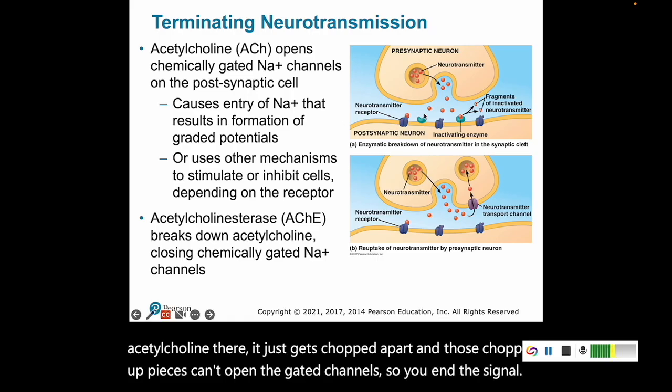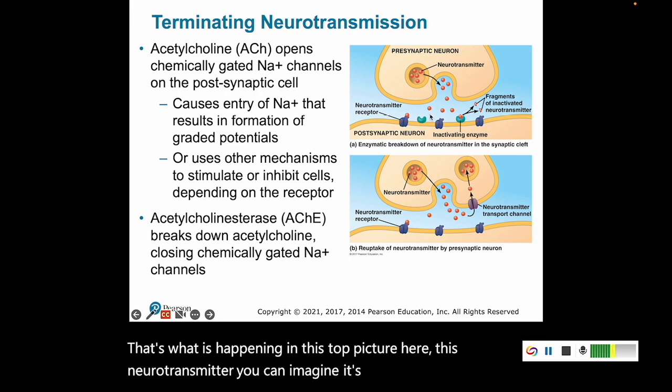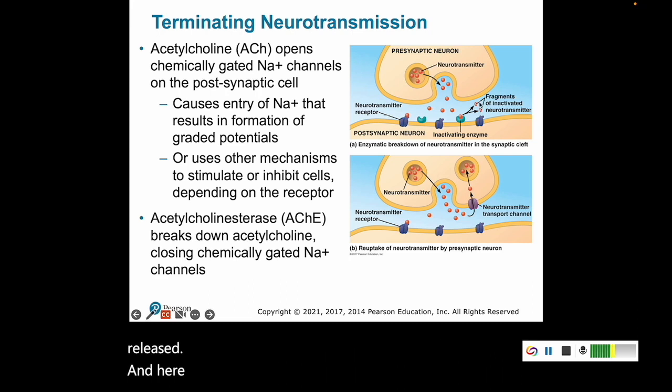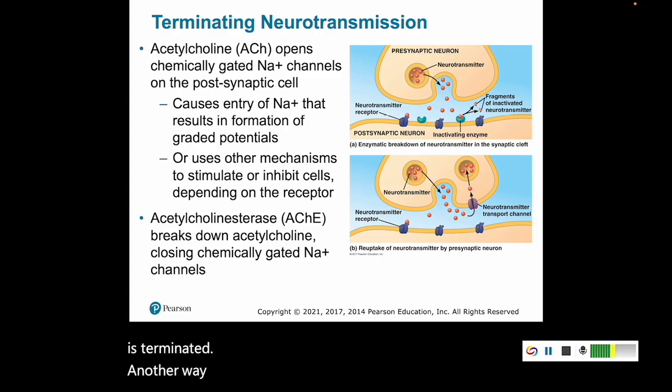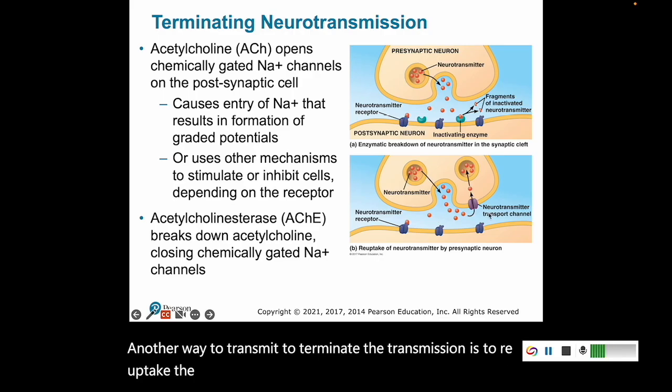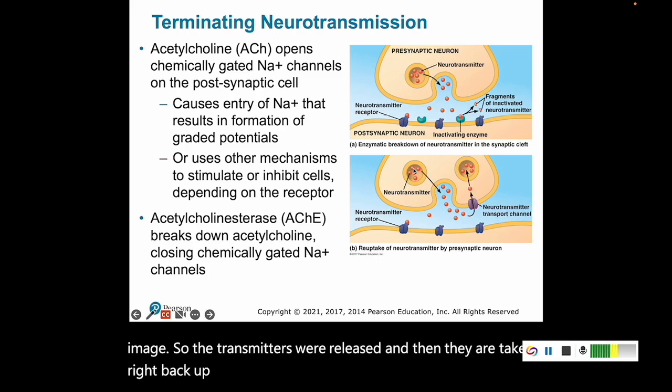That's what is happening in this top picture here. This neurotransmitter, you can imagine it's acetylcholine, is being released. And here it's being cleaved, it's being broken down. And these fragments cannot interact with the receptors, so the transmission is terminated. Another way to terminate the transmission is to reuptake the neurotransmitter, which is what's happening in this image. So the transmitters were released, and then they are taken right back up, right back into vesicles until the next signal is ready to come.